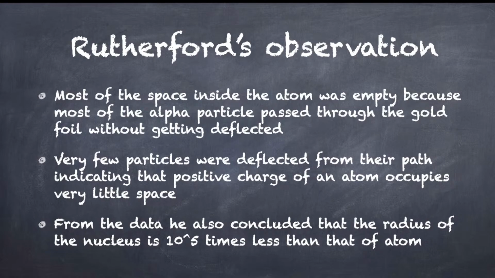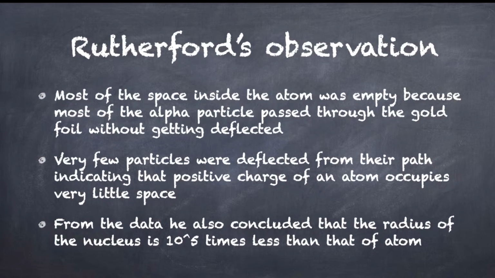He said that most of the space inside the atom was empty because through the experiment, the alpha particles moved straight through the gold foil and did not deflect. He also said that the alpha particles which deflected from their path indicated that the positive charge of an atom occupies a very little space. So, unlike J.J. Thomson's model, the positive charge did not occupy the entire mass of an atom.